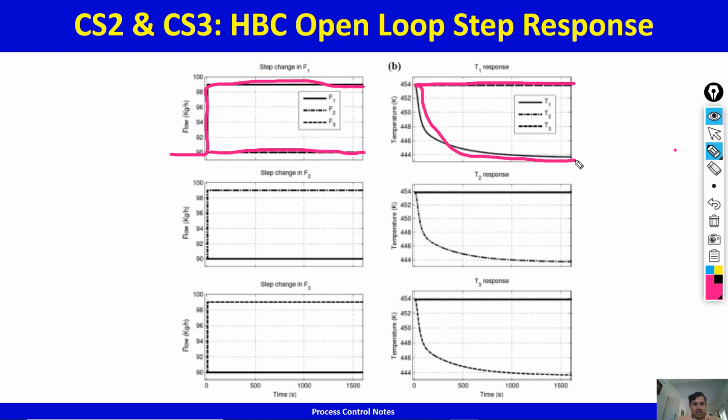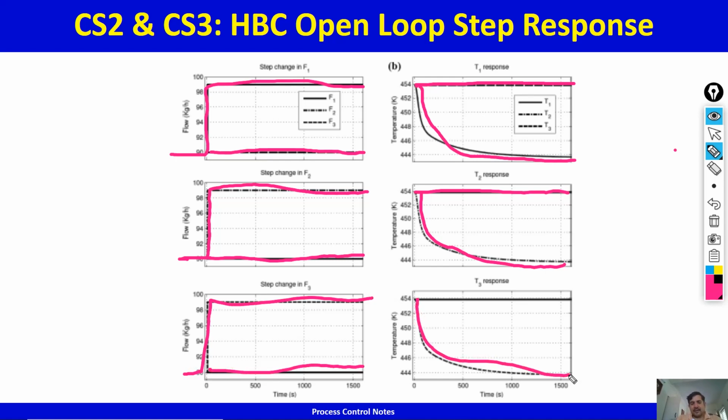Do the same thing to F2. That means I've increased F2 like this. All other flows are fixed, and what that does is T1 and T3 are fixed, T2 decreases. Similarly F3. F3 is increased, all other flows are fixed, and what that does is T3 decreases, T1 and T2 remain fixed. So I hope this is clear.